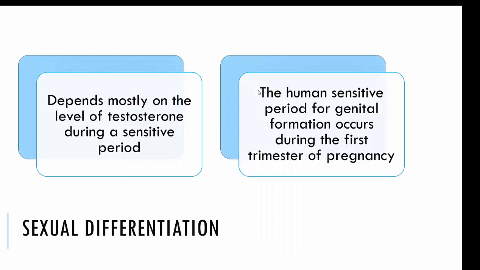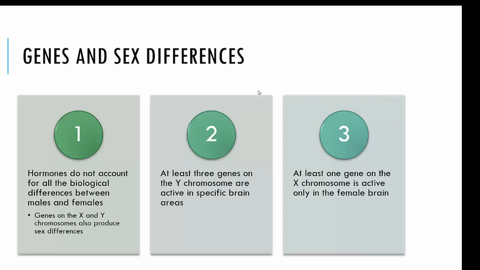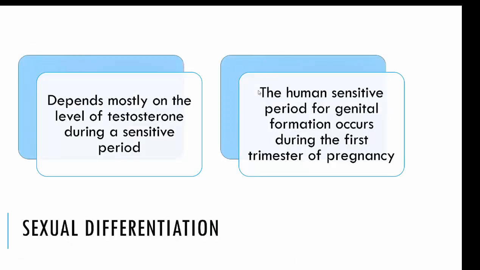Okay, so that last slide, you don't have to know all of that, but I do think it's my responsibility to share with you that it's not as simple as this hormonal explanation that we're getting ready to go over. But here's the simplified version. Our sexual differentiation depends mostly on levels of testosterone during the first trimester for our genitals. For the second trimester, they found it seems to be related to the hypothalamus and other brain areas. And then in the third trimester these hormones seem to be more involved in male and female differences in the cortex portion of the brain. So the human sensitive period for genital formation occurs during the first trimester of pregnancy.